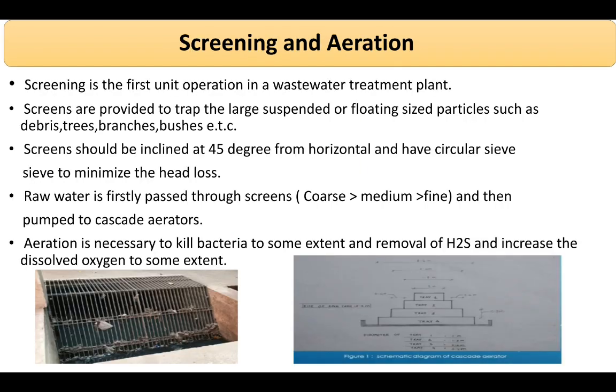So firstly we are looking here at screening and aeration. Screening is the first unit operation in a treatment plant, in which screens are provided to trap large suspended or floating particles like trees, branches, bushes. I place the screen at an angle of 45 degrees, and I am choosing a circular sieve here to minimize the head loss. Aeration is necessary to kill the bacteria, and I choose here cascade aerators to kill the bacteria to some extent, and also to increase the dissolved oxygen to some extent.